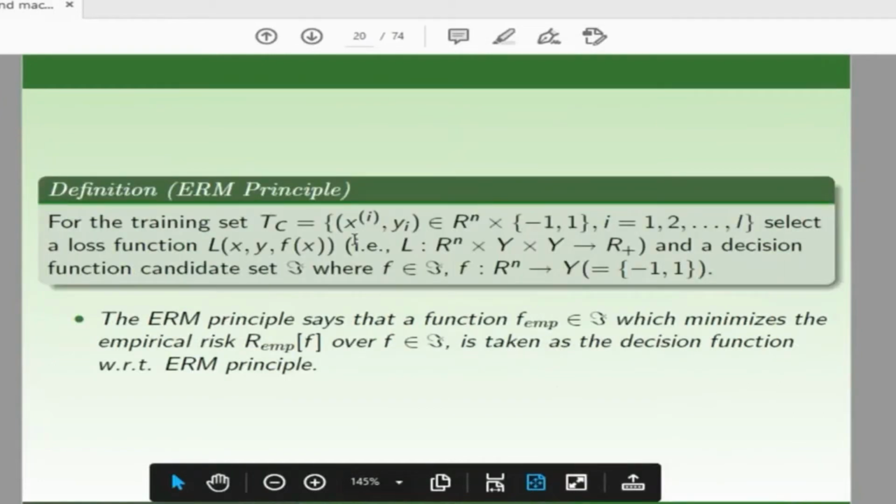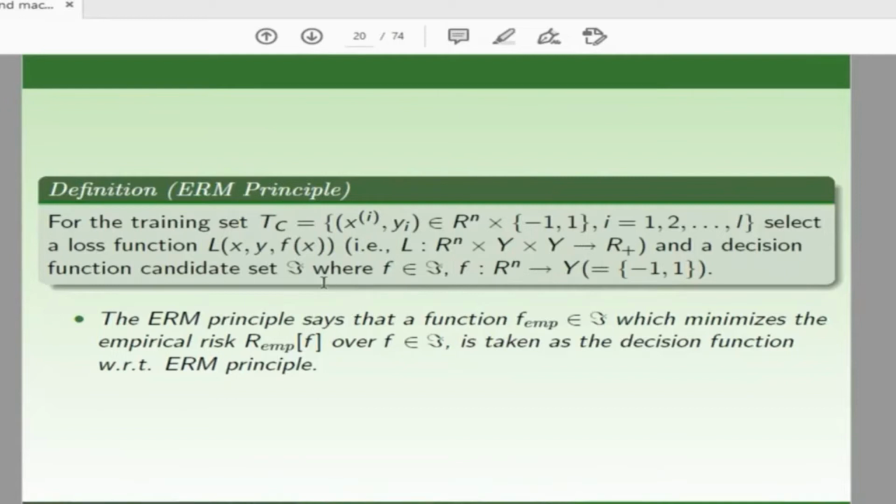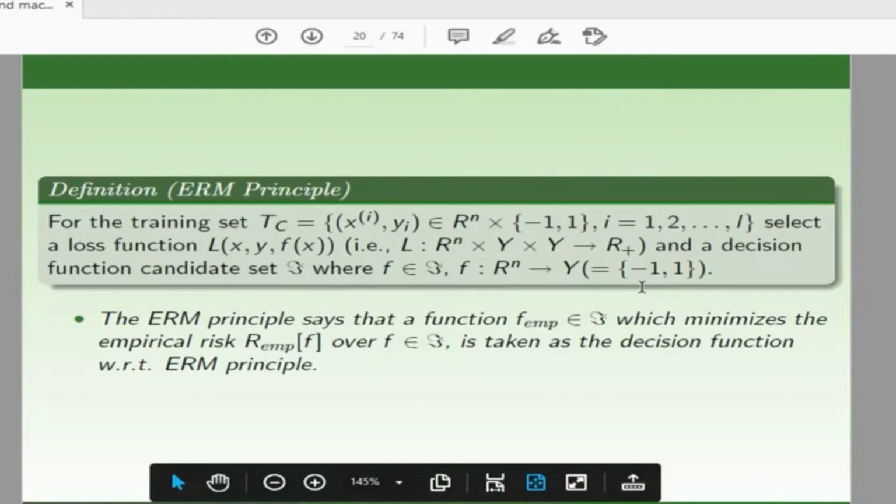So what the ERM principle says is: given a training data set, given this loss function L, and choosing a class of functions script F, you evaluate the empirical risk for each f here, and then choose that function f for which the empirical risk is minimum. So this is what the empirical risk principle is.